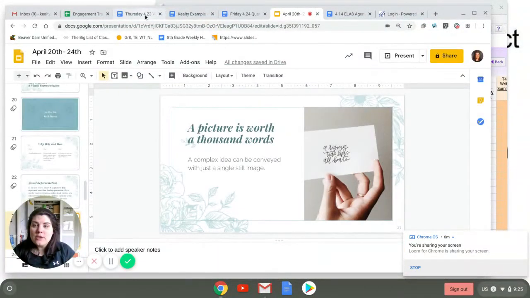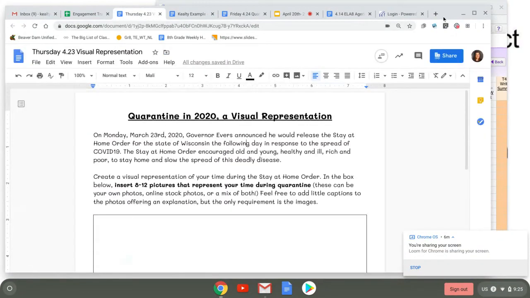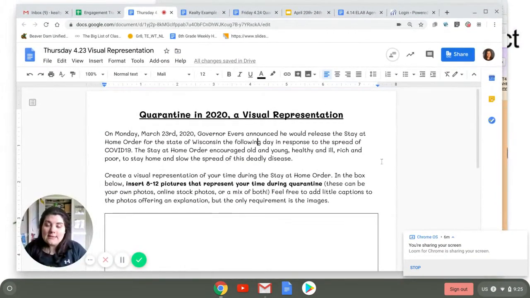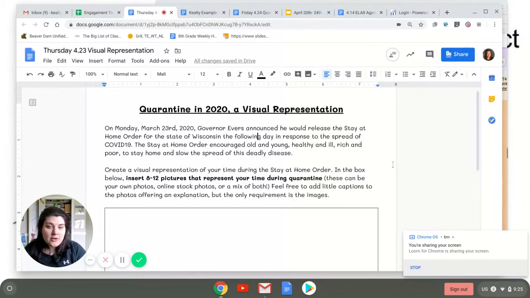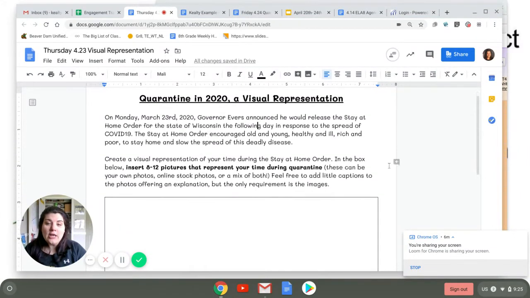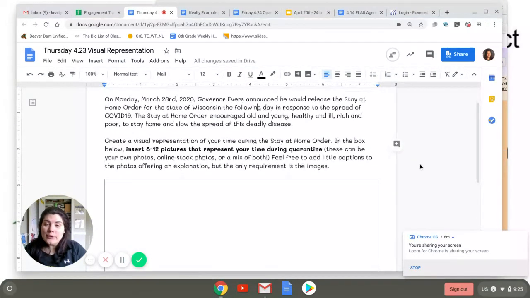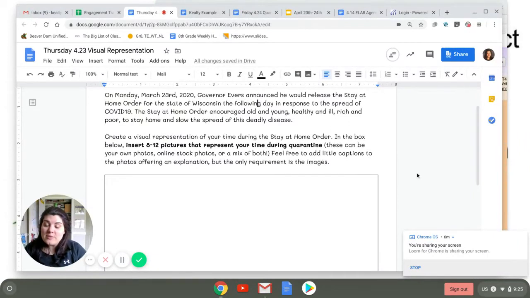So this is what your assignment actually looks like. Okay, it says on March 23rd, 2020, Governor Evers announced that he would release the stay-at-home order for the state of Wisconsin the following day in response to the spread of COVID-19. The stay-at-home order encouraged young and old, healthy and ill, rich and poor to stay home and slow the spread of this deadly disease. Okay, I wrote that part.